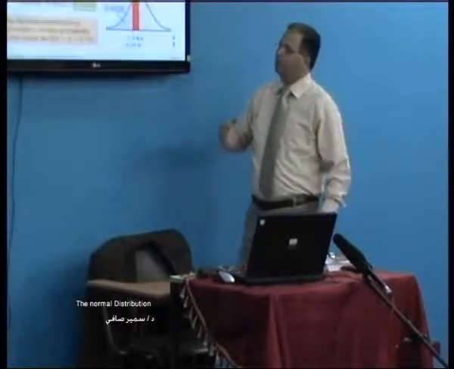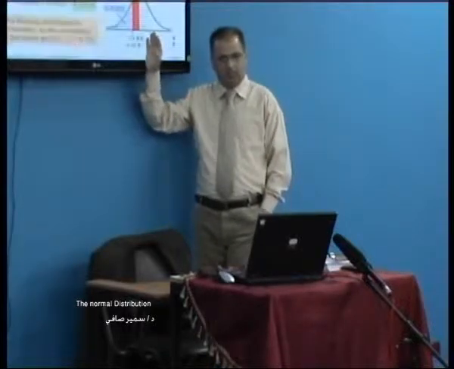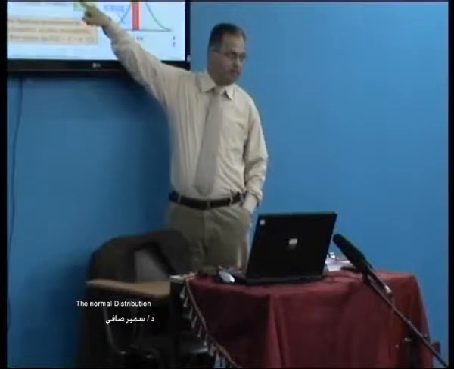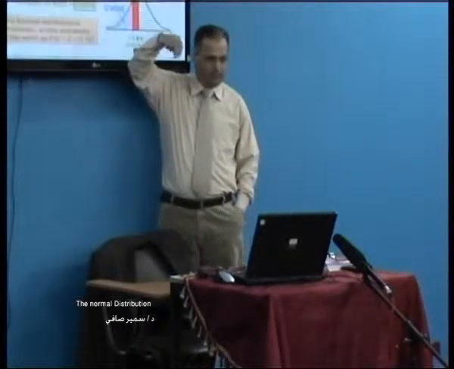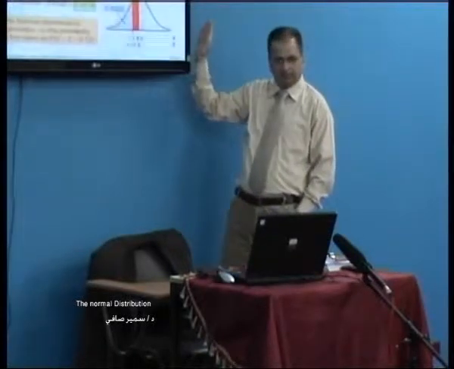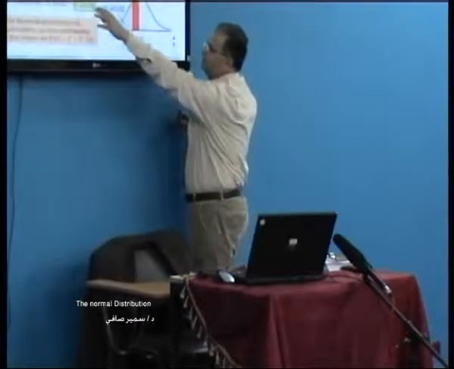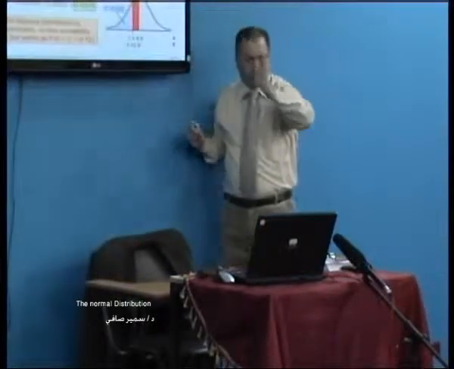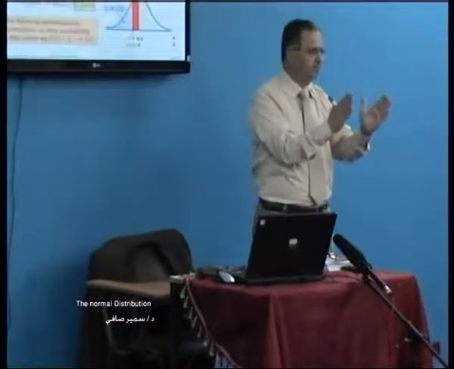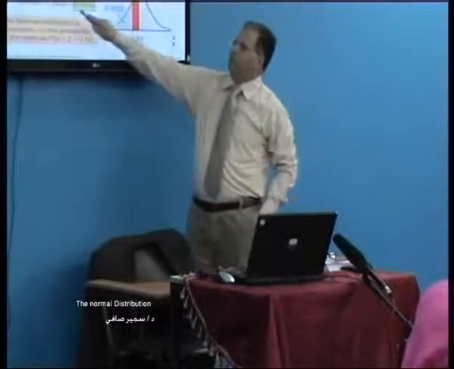Now, by using the symmetry of the normal distribution, we know that the probability of z smaller than minus 0.12 equals the probability of z greater than 0.12. Because if we have z smaller than minus 0.12, the area to the left exactly equals the area to the right of the same point because of symmetry. And finally, you will end with this result.